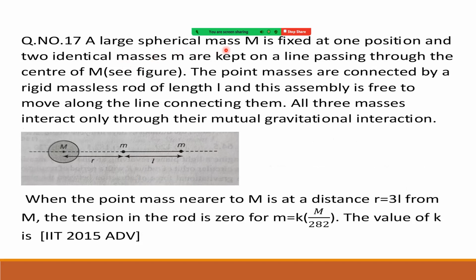A large spherical mass capital M is fixed at one position, and two identical point masses are kept on a line passing through the center of M. The point masses are connected by a rigid massless rod of length L, and this assembly is free to move along the line connecting them.